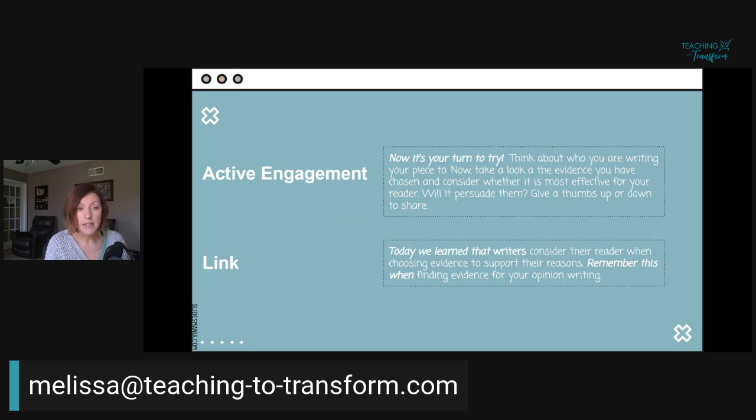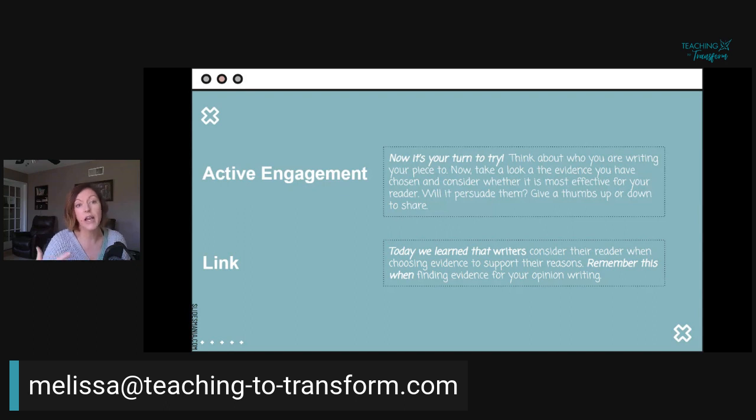So in this example, I'm having them actually look at their own piece of writing, look at the evidence that they have already chosen, or evidence that they have found, whatever is happening in the class at the time. And I'm asking them to consider their reader or their audience and then decide whether or not their evidence is persuasive for them. And right now it's a thumbs up, thumbs down. It could also be talk to a partner about why this is persuasive for their reader. So the point of active engagement is to try it out.